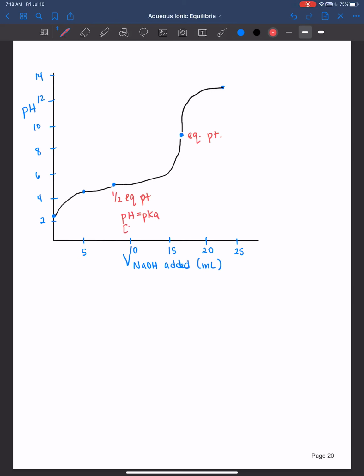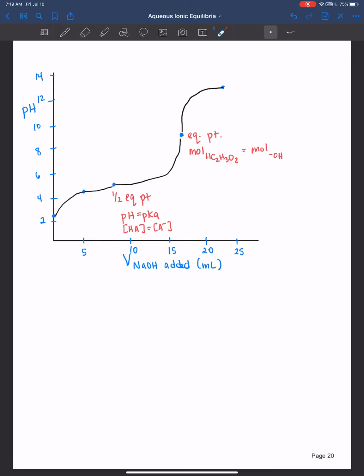Just want to write this down again, just so you can remember. The moles of the acetic acid were equal to the moles of the hydroxide here. So they were completely neutralized. Nothing was left over except for our acetate. And then after that, we're just adding a bunch of base. And so that's why the pH shoots up to about 12.